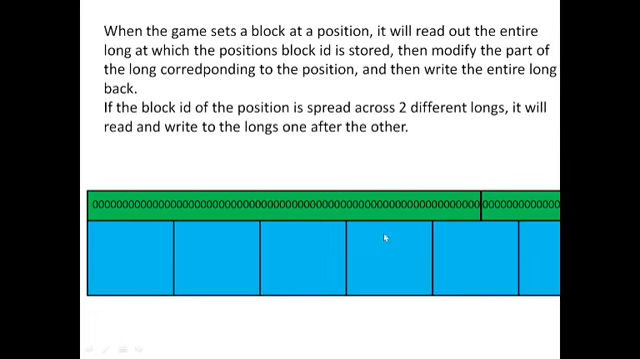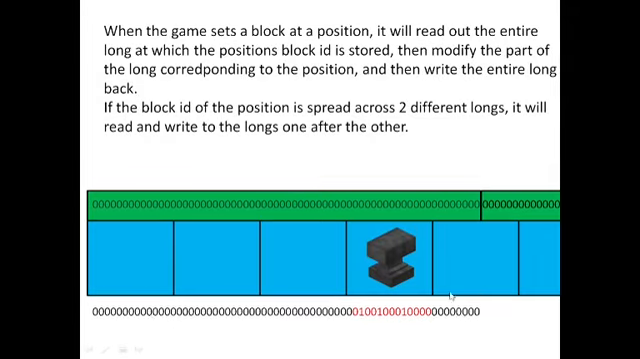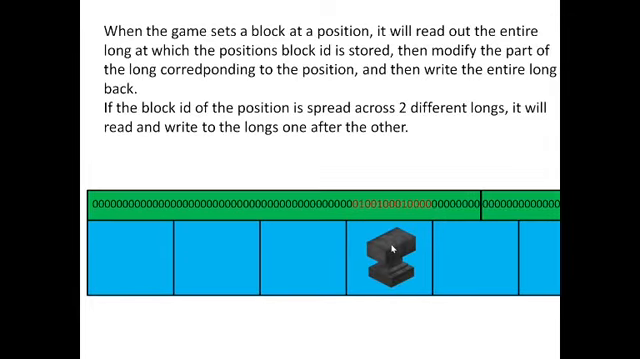Now, what happens if the game actually sets a block at a position? When it sets a block at a position, for example, we could imagine that we set an anvil here, then what the game will do, it will read out the entire long, and then it will overwrite the part of the long where the position of the block is. So it will place a new value here, and then it will overwrite the whole long again. This happens if you place a block.